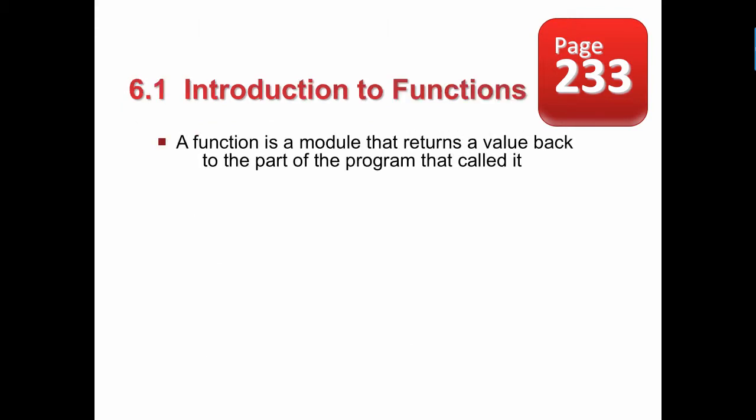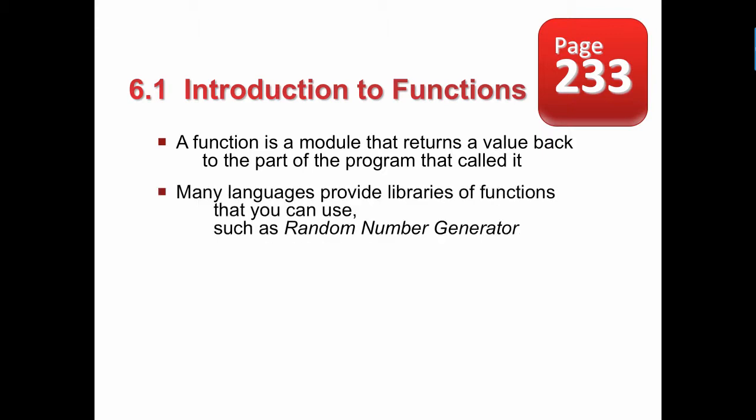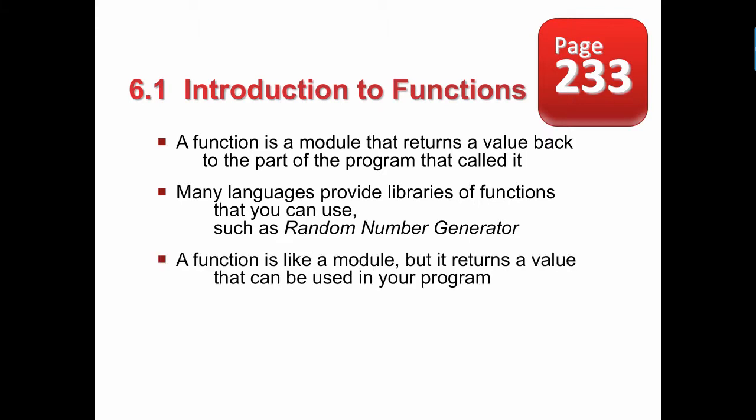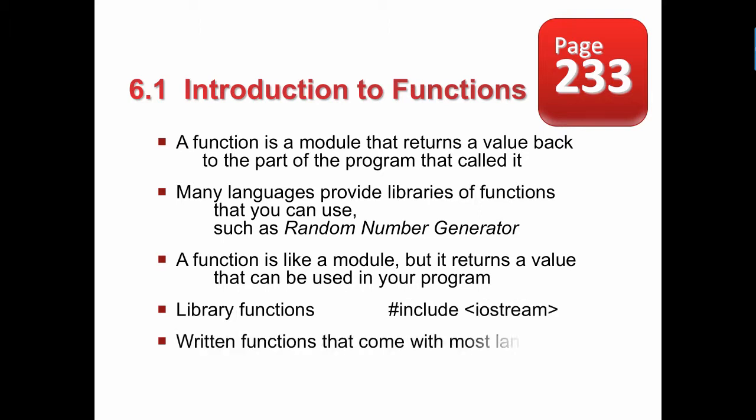Introduction to functions. A function is a module that returns a value back to the part of the program that called it. So many languages have them, and we're going to use what is called a random number generator as an example. And the main reason for that is because computers can never truly randomly generate a number. So a function is like a module, but it returns a value. A function library might be one of our #include iostream that we've already seen in C++.